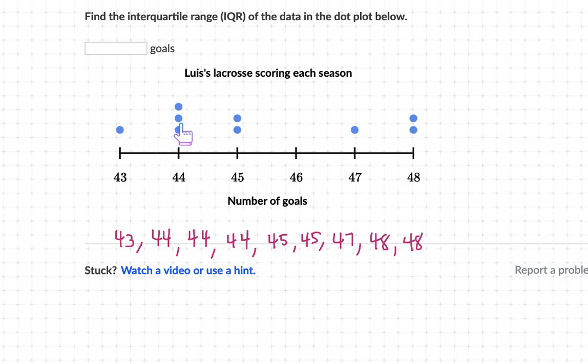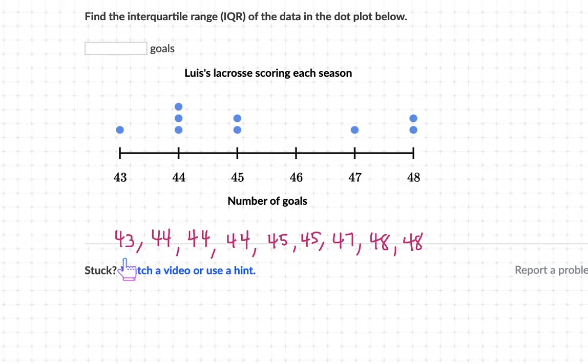So that's a total of 1, 2, 3, 4, 5, 6, 7, 8, 9. So then that way I don't have to get confused with the dots. Here it'll be easier for me to see how I figure out my median.